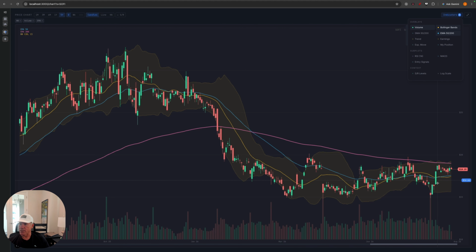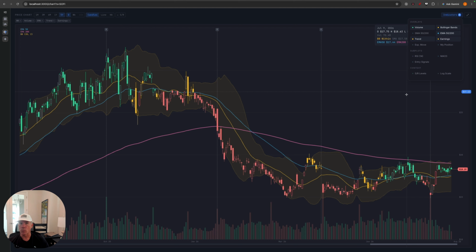There's my Bollinger Bands now. I want to add earnings on the chart. This is when your earnings dates are. And I want to know the trend. I've got a trend indicator that we built. I'm going to click that. It's going to color the bars. So right now on our daily bar, we're in an uptrend. Okay, we've switched from a downtrend to an uptrend.